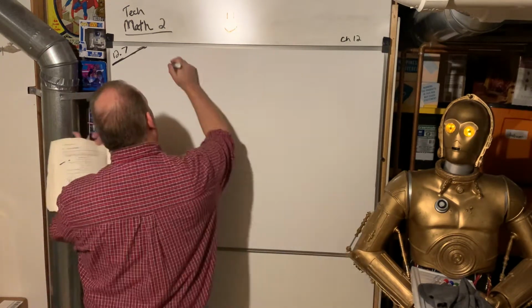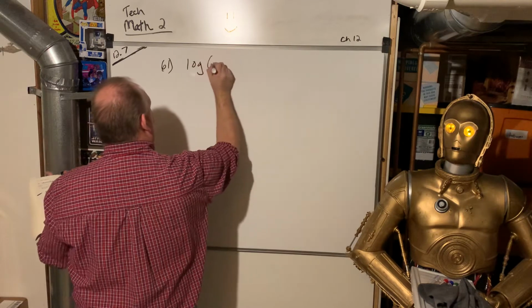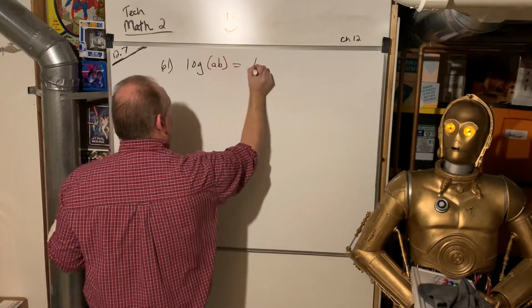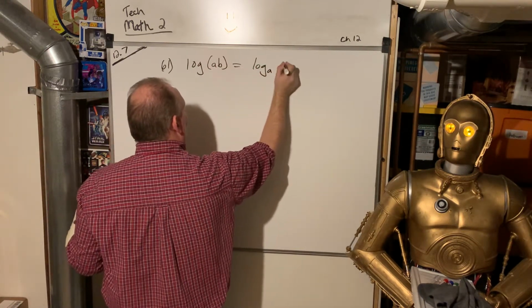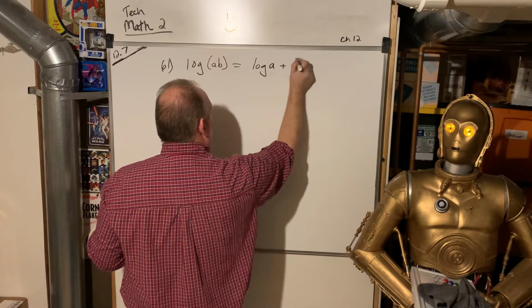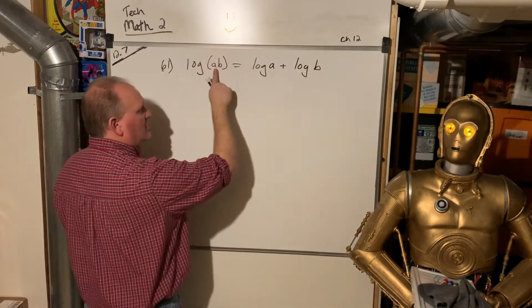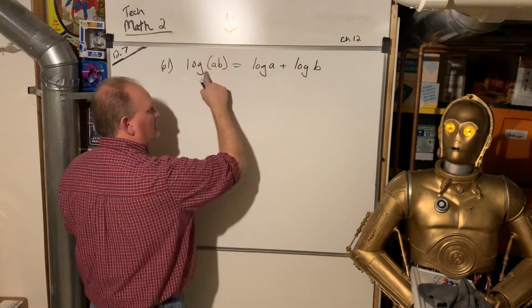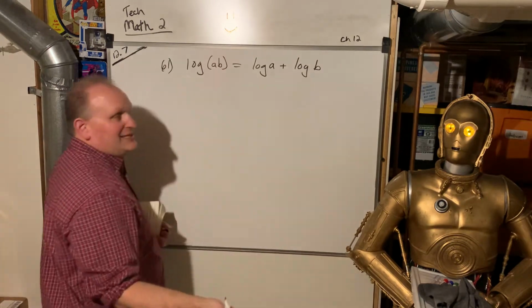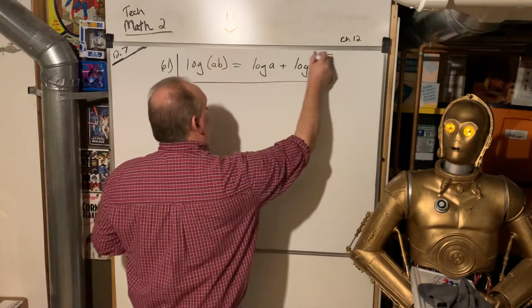Basically, when you have the log of A times B, we can split that up as the log of A plus the log of B. So in log land, multiply means add, as long as it's got the same base. And these are base 10, so it is the same base. All right?